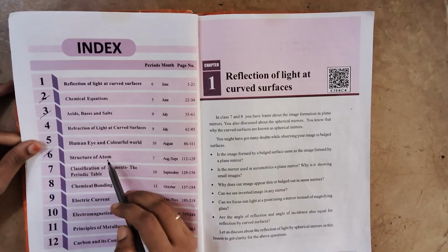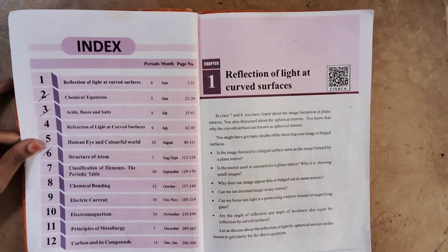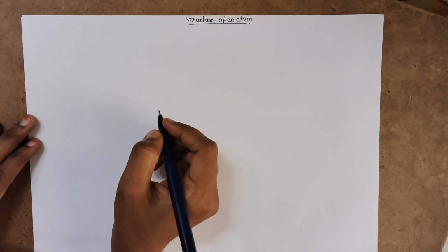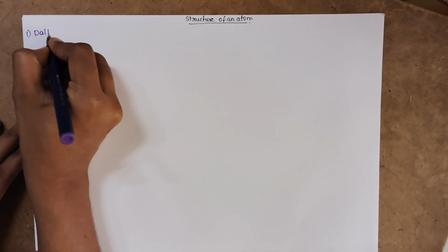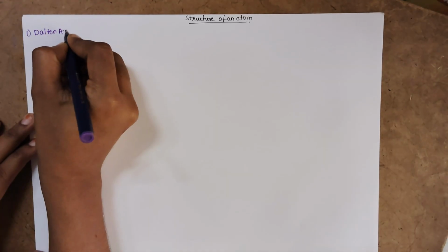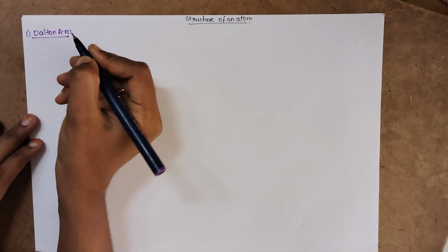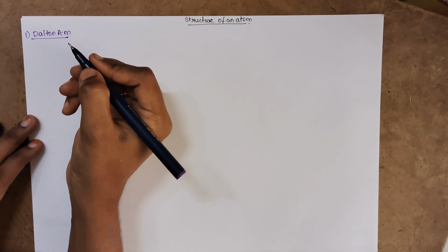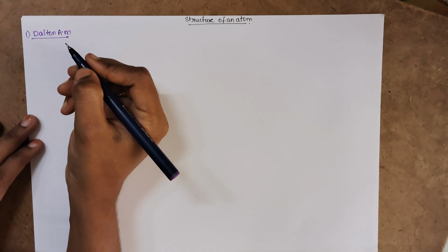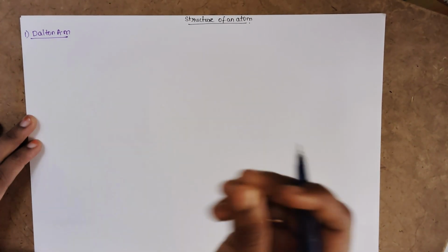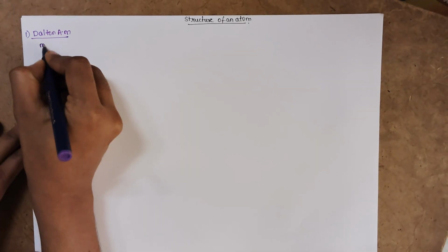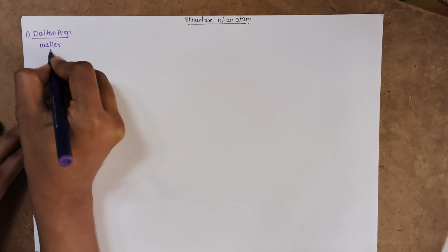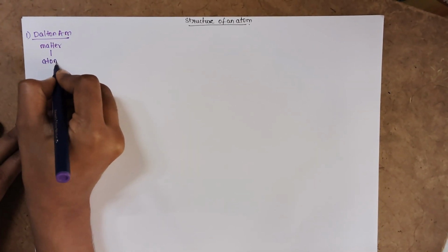Today I am going to explain about the structure of an atom. Several scientists have proposed different atomic models. Some major atomic models are, first one is the Dalton atomic model. You might have heard about this in your earlier standards: everything, that might be a pen, that might be a book, is made up of matter. And that matter is made up of tiny particles, known as atoms.